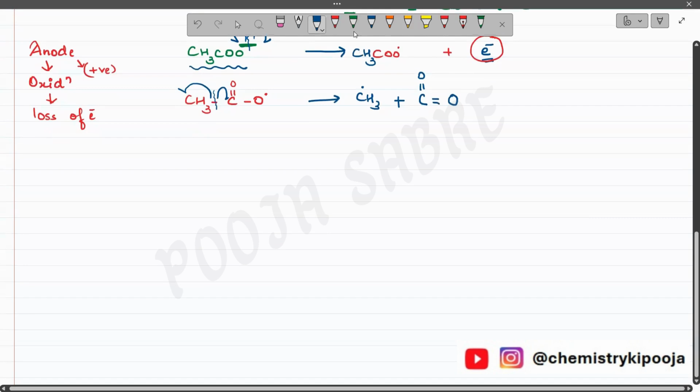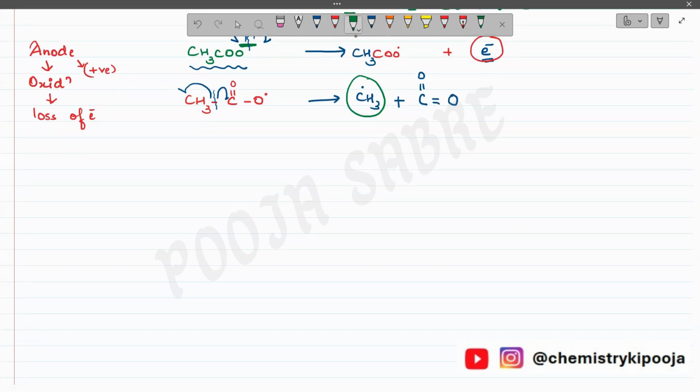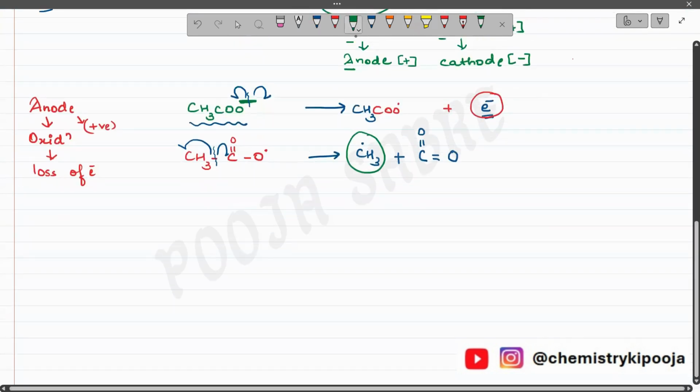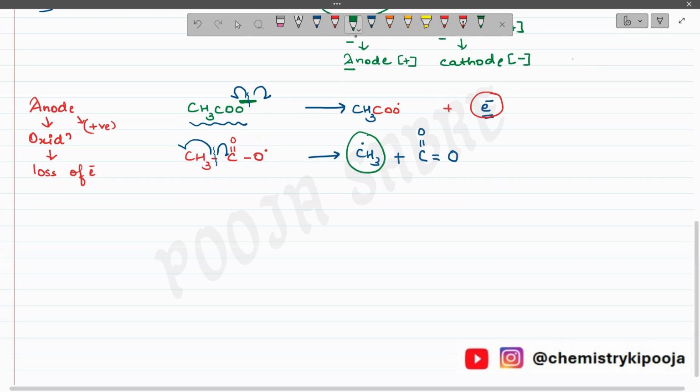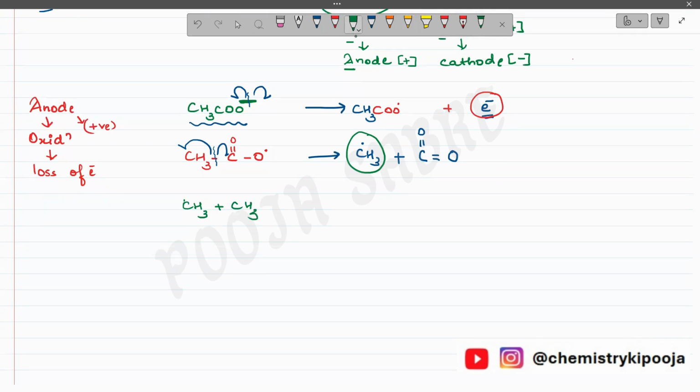Now, if I look into CH3, this is a free radical and we know that free radicals are highly reactive in nature because they are one electron deficient. So they need one more electron to get balanced or to get stable, right? So CH3, what is going to happen? The CH3 will combine with one more CH3, one more methyl radical, and then it is going to form CH3 bond CH3.